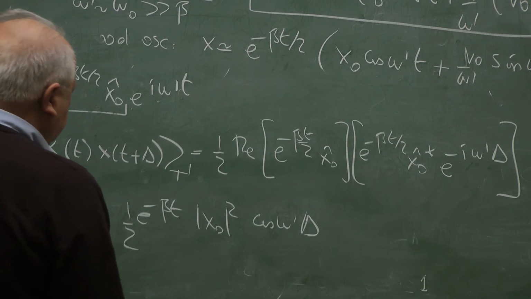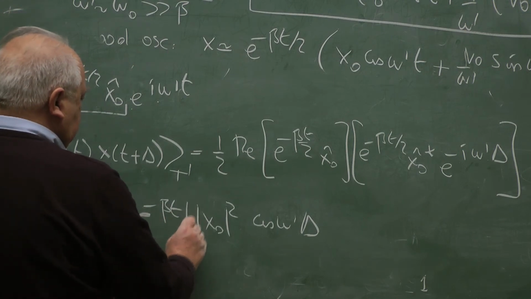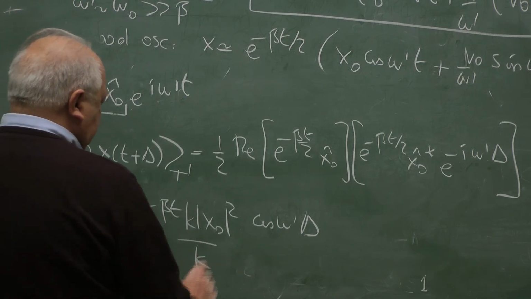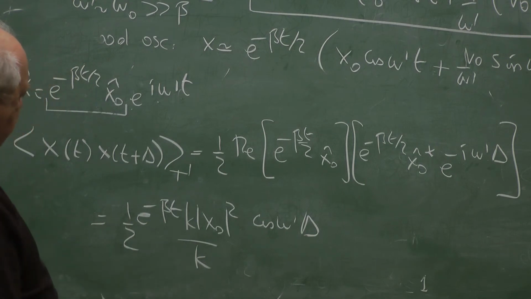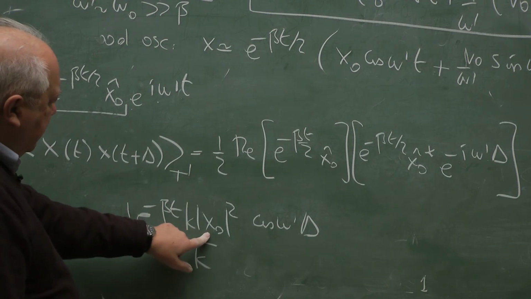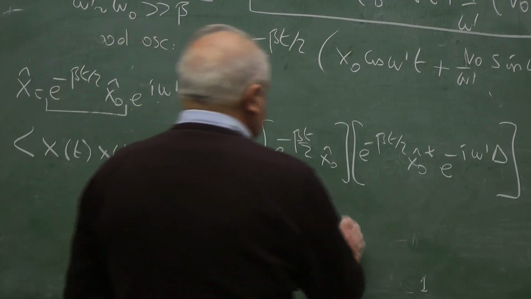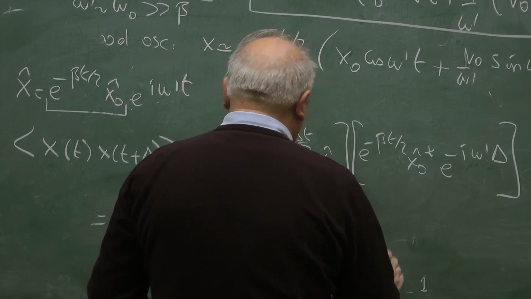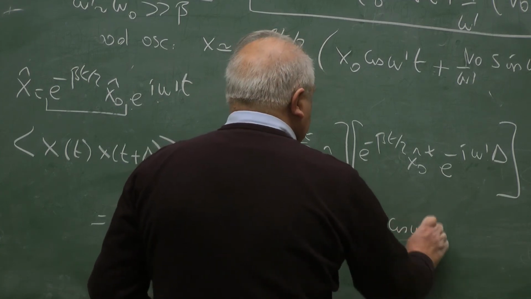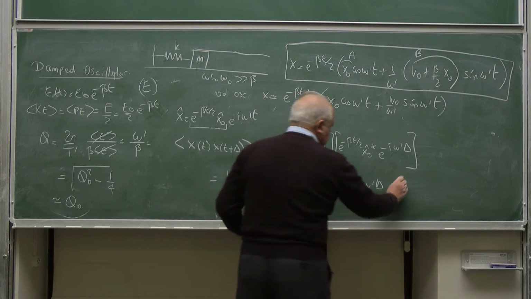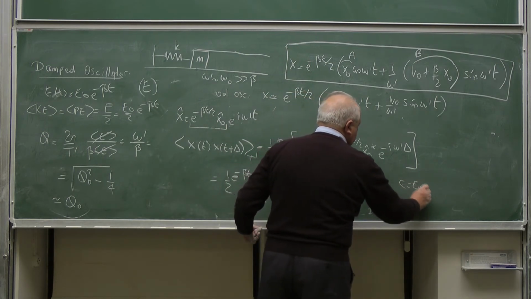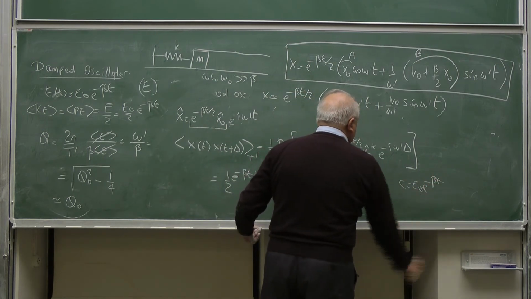Now you recognize what this is. I multiply by k, divide by k. So 1/2 k x0 absolute square is the initial energy, E0. So it is E over k cosine omega prime delta, where E is E0 e to the minus beta t.